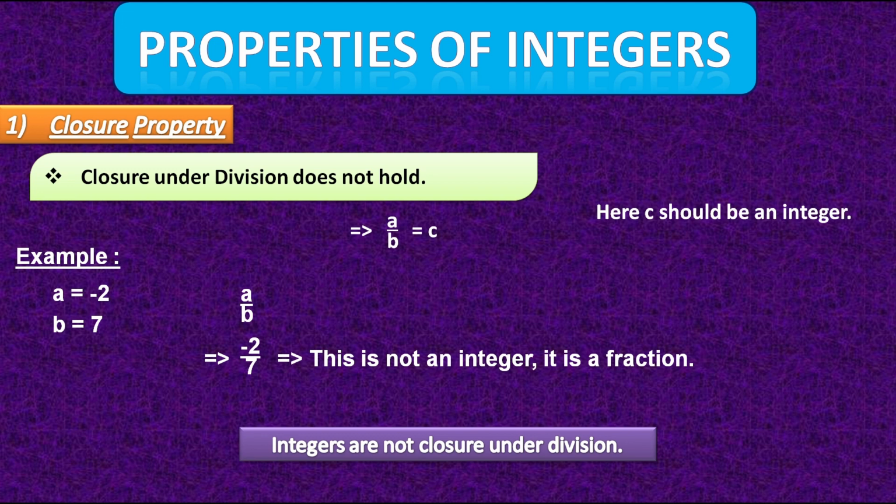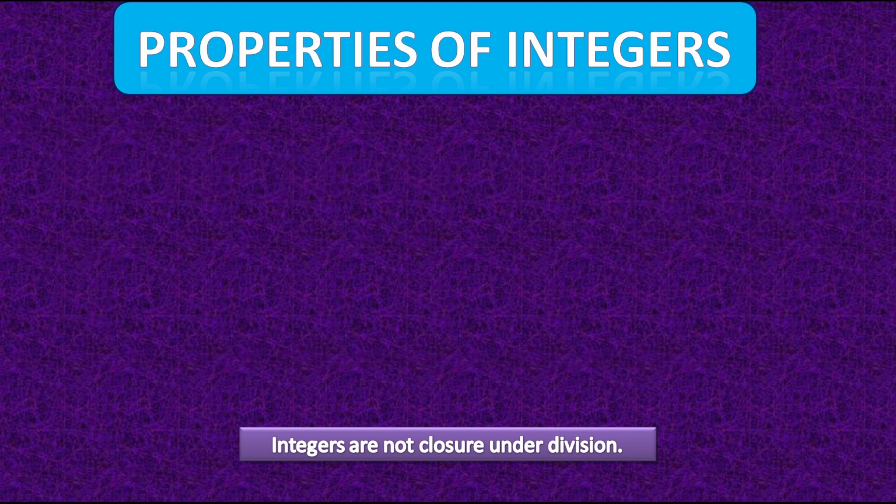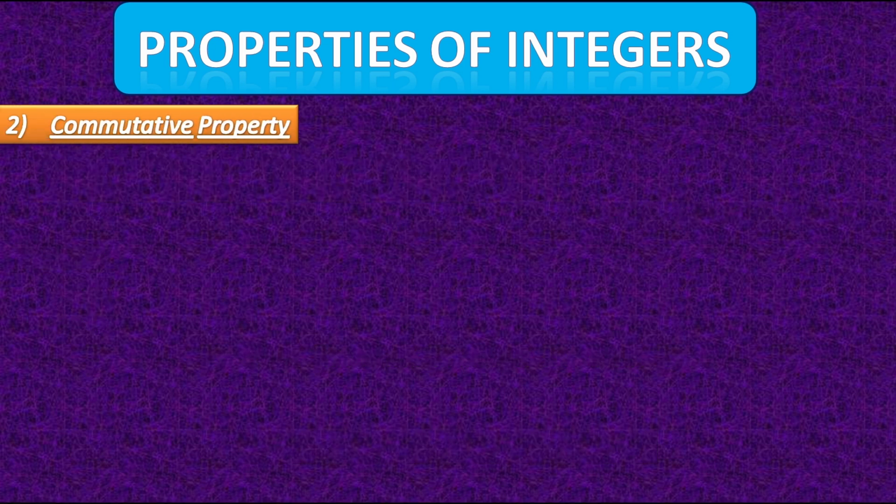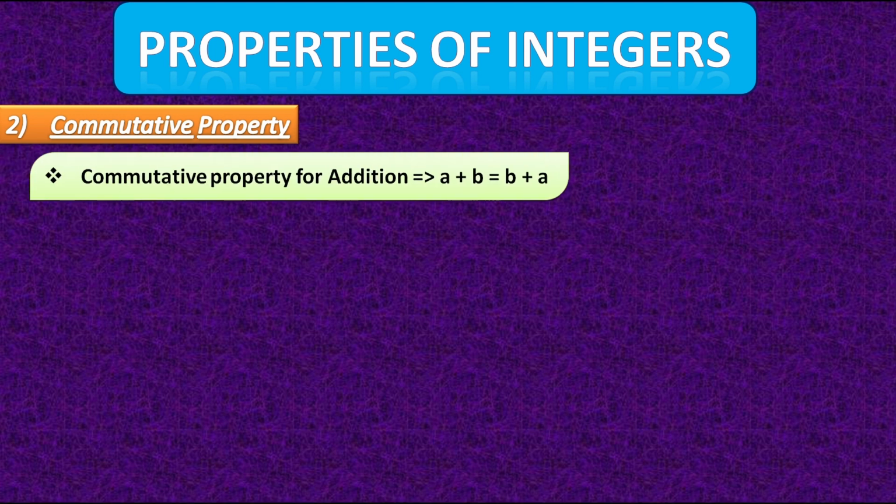Okay. Now, let's move to the next property, that is the commutative property. Now, let's see for the operation addition. Commutative property says that if we interchange the place of the integers, then also we should get the same answer. See here, if I do a plus b, then also I should get the same answer as if I do b plus a. Okay, let's check it with the help of an example.